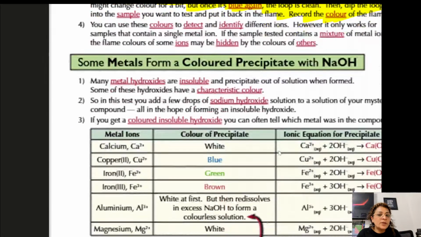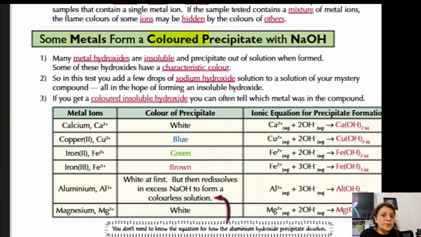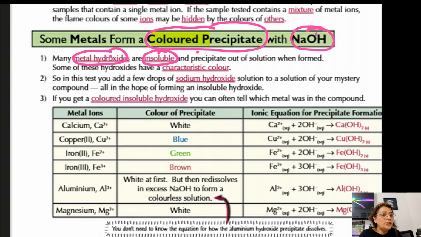Okay, here we go. Look at the board. This one is important. Using colored precipitate. Eyes to the board. How do you do this one? Instead of using flame test, you can use NaOH. Many metal hydroxides are insoluble. So what you simply do is add a few drops of sodium hydroxide, and if the color of precipitates are these, meaning the ions are confirmed.